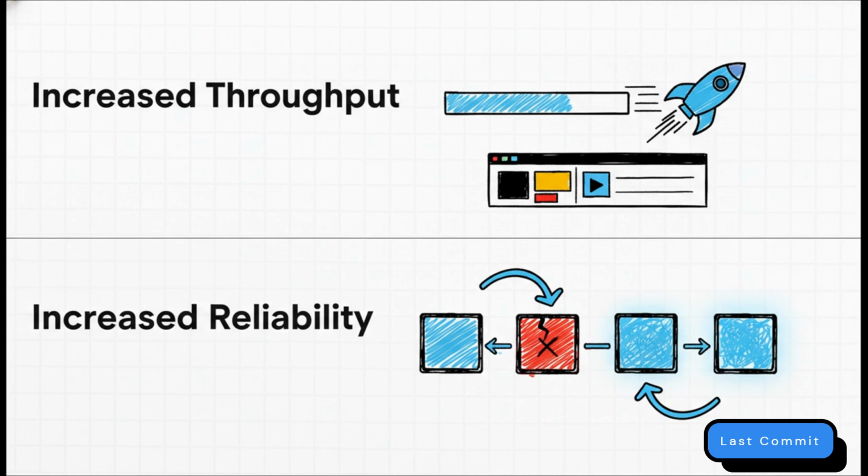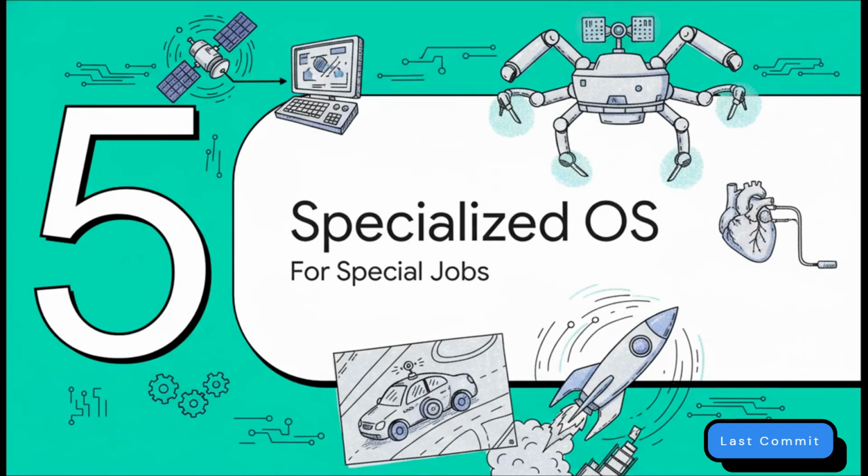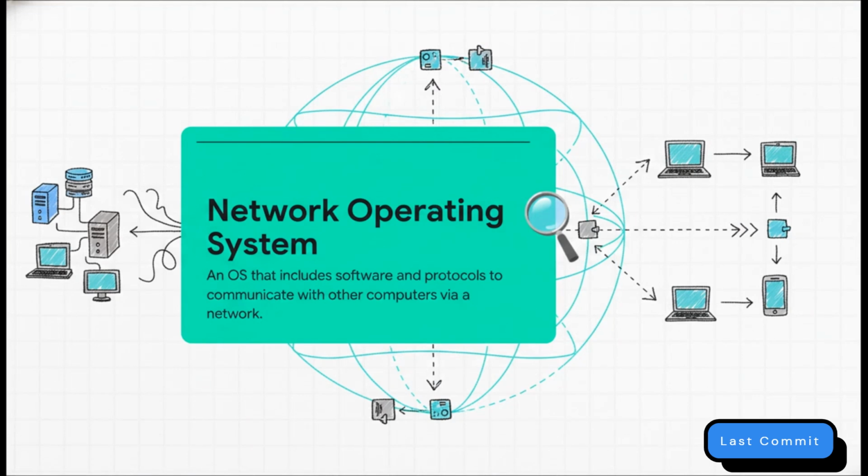and keep on chugging. Now, of course, not every computer is a laptop on your desk or a phone in your pocket. Some computers have incredibly specific, often high-stakes jobs to do, and for that you need a specialized operating system to match. For example, you have a network operating system. Its entire purpose in life is to help computers talk to each other and share stuff over a network. Every single time you open a shared file at the office or just browse a website, you are interacting with a powerful network OS running on a server somewhere out there, making that connection happen.